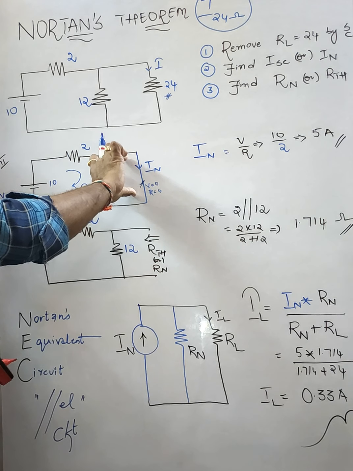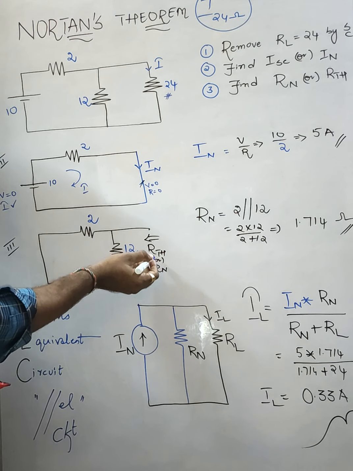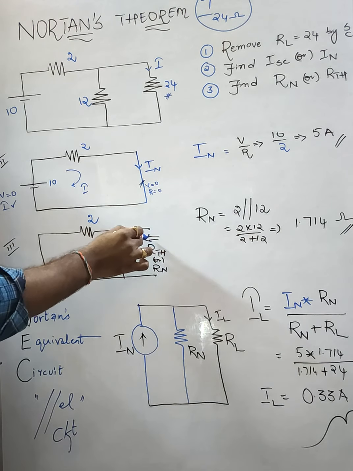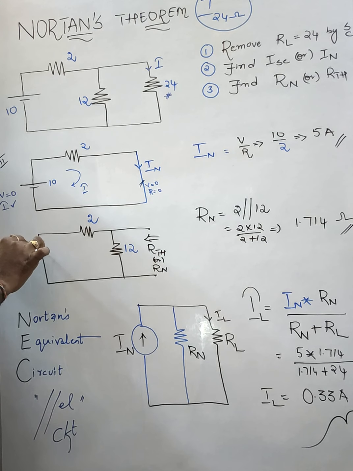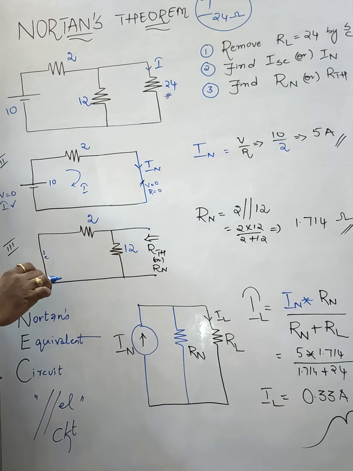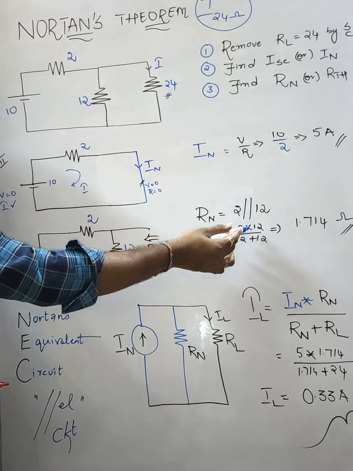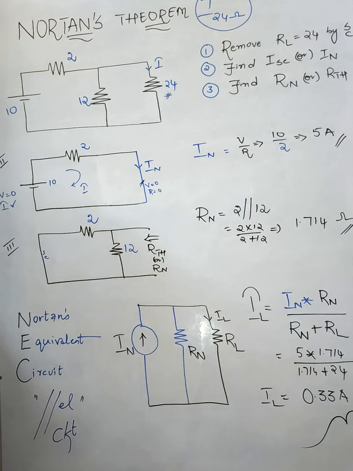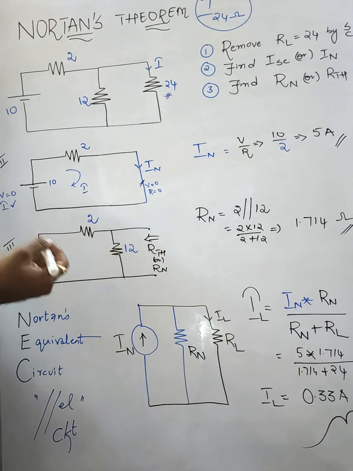The third step is at the same location. Where I shorted, I find the resistance, also known as the equivalent resistance; Thevenin's and Norton's are the same. When finding resistance values, if any sources exist, make them 0: a voltage source is replaced by a short circuit. Then 2 ohms in parallel with 12 ohms, product divided by summation, gives the Norton resistance, approximately 1.714.